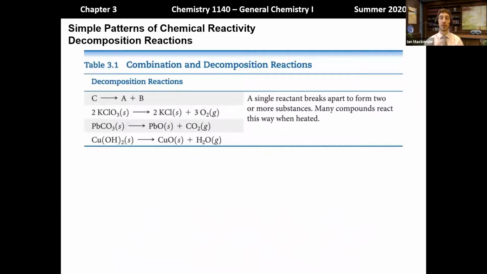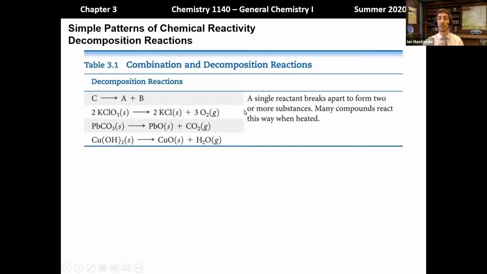Decomposition reactions are almost the exact opposite. So we start with one single starting material, and that starting material breaks apart into two or more substances. Many compounds react this way when you heat them. That's a very common mode of decomposition, normally thermal decomposition. And there are several examples here that are shown. Potassium chlorate here, decomposing to produce potassium chloride and oxygen gas.